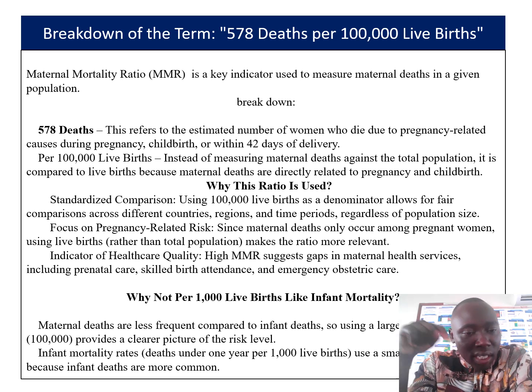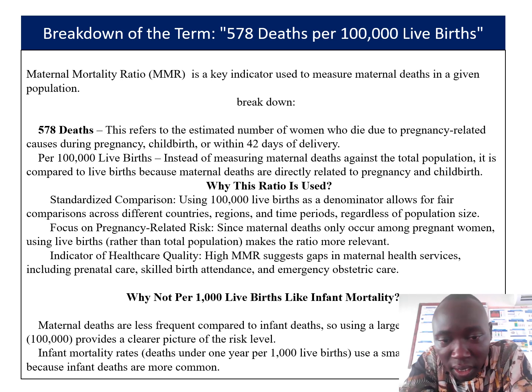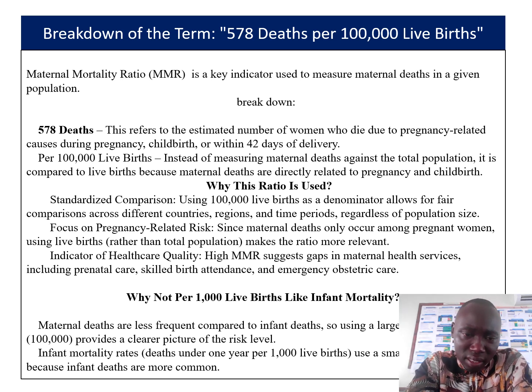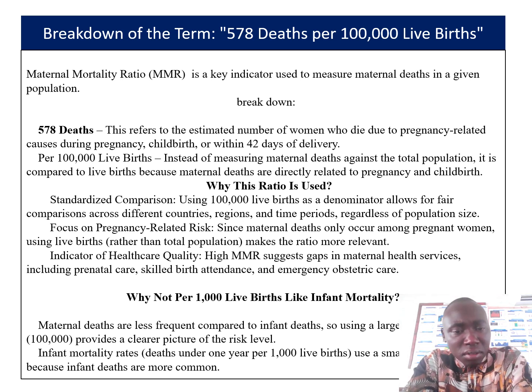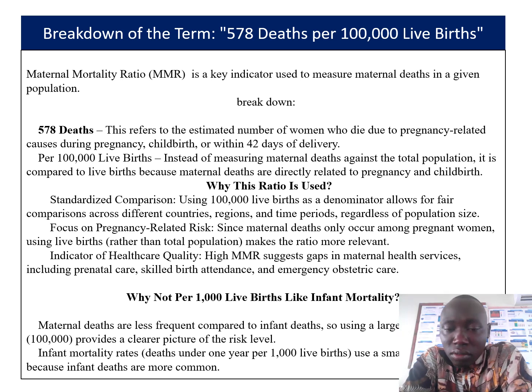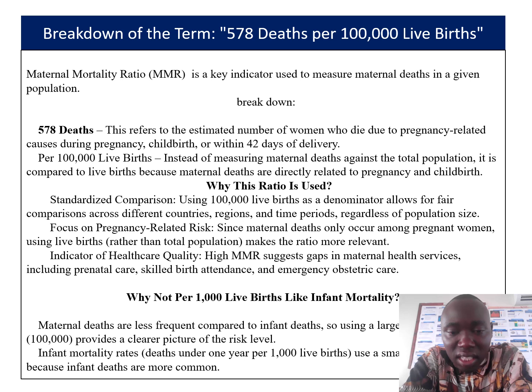Now, per 100,000 live births: instead of measuring maternal deaths against the total population, it is compared to live births, because maternal deaths are directly related to pregnancy and childbirth. Now, why is this ratio used? The standard comparison using 100,000 live births as a denominator allows for fair comparison across different countries, regions, and time periods, regardless of population size, focusing on the risk related to pregnancy.